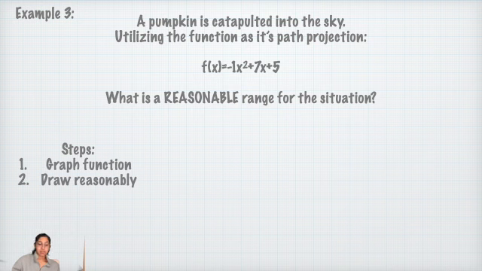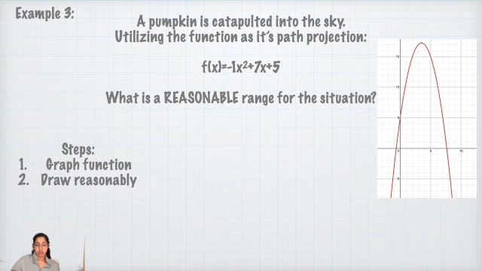So graph the function and draw reasonably. So you can graph this on a graphing calculator first. So I went ahead and graphed mine on Desmos. Notice that it goes into the negatives, it goes down below the ground. If the x-axis was the ground, this is way below. So what is reasonable? I would just redraw it on my own little sketch like that.